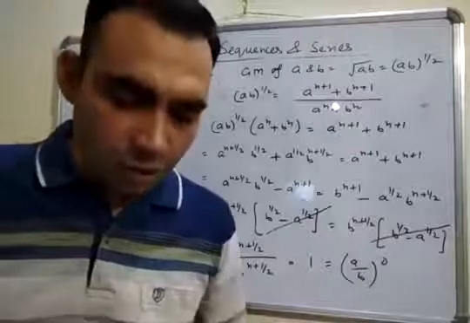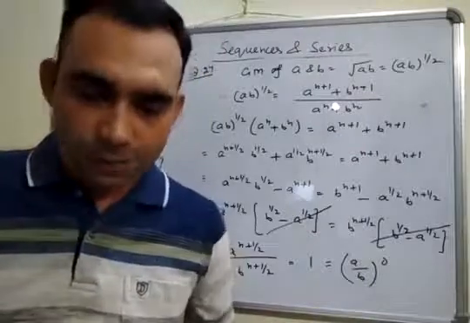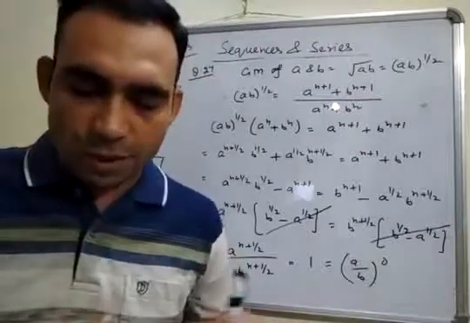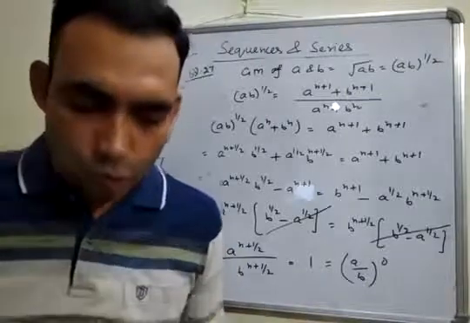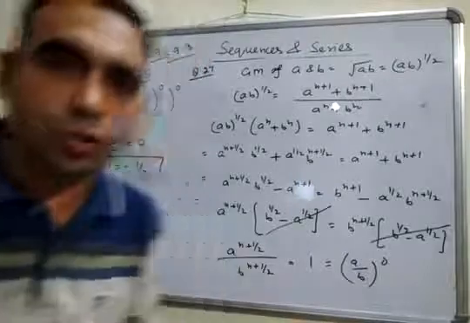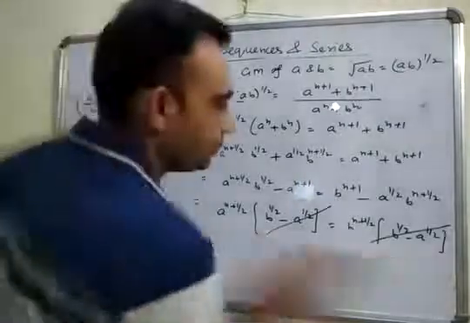Now let us take question number 28. Again an important question. The sum of two numbers is 6 times their geometric mean, so that the numbers are in the ratio 3 plus 2 root 2, ratio 3 minus 2 root 2.